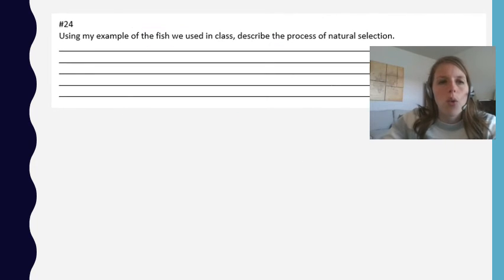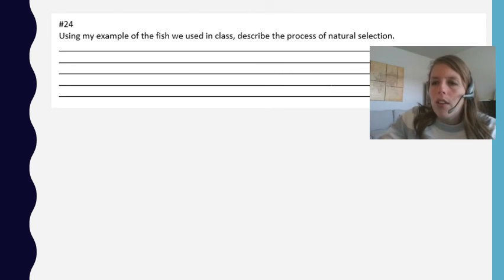All right, so we talked about this in class, about the fish. If you missed class, I'll do a quick run through of what it's all about. But I want you to use my example of the fish we used in class to describe the process of natural selection. So we know that species change over time. And the reason they change is because the environments will often change, okay?